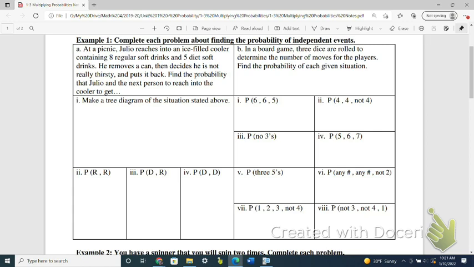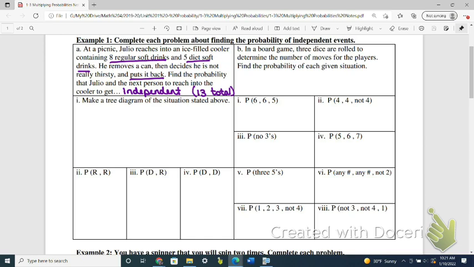Example 1A says, at a picnic, Julio reaches into an ice-filled cooler containing 8 regular soft drinks and 5 diet soft drinks. He removes a can, then decides he is not really thirsty and puts it back. Find the probability that Julio and the next person to reach into the cooler get... So the key there is "put it back." Put it back means that these are independent and they did not change the probability. And we need to know there are 13 total drinks in the cooler.